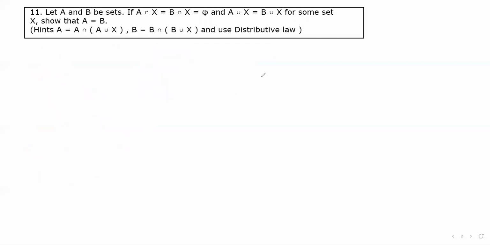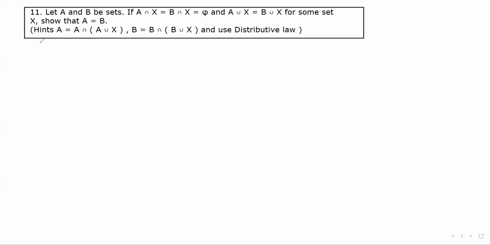Next, let A and B be sets. If A intersection X is equal to B intersection X is equal to phi, and A union X is equal to B union X for some set X, show that A is equal to B. Now, if you solve this question by a standard method, it becomes a very, very lengthy question. So to reduce time and to keep it within the marks limit, a shortcut can be used. That means you can use your distributive law, which is A is equal to A intersection (A union X), and B is equal to B intersection (B union X). So we'll make use of this to prove the given condition.